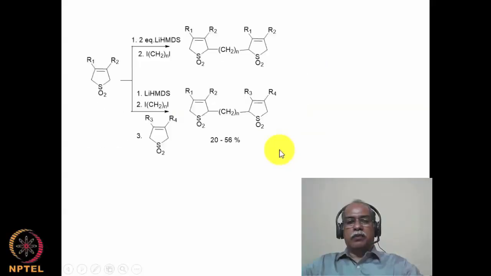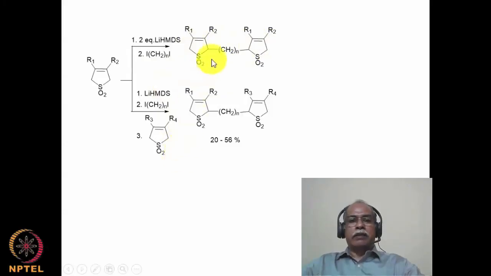The synthetic utility of sulfur dioxide capturing by the butadiene is what is illustrated in this particular example. The alpha protons of the sulfoline are highly acidic in nature, and they can be deprotonated by treating with lithium hexamethyldisilazane or butyllithium kind of a reagent. Once the carbanion is generated, it is nucleophilic in nature, and it reacts in an SN2 fashion with this diiodo compound to give the methylene bridged bisulfoline derivative, which is this particular derivative.